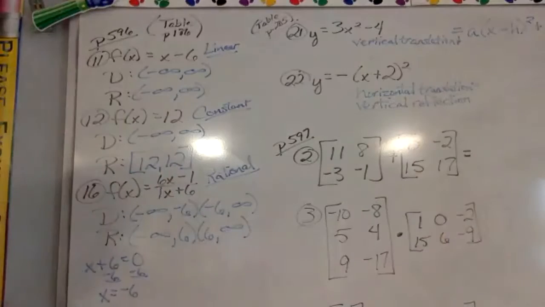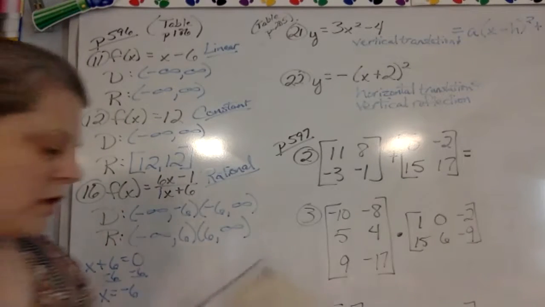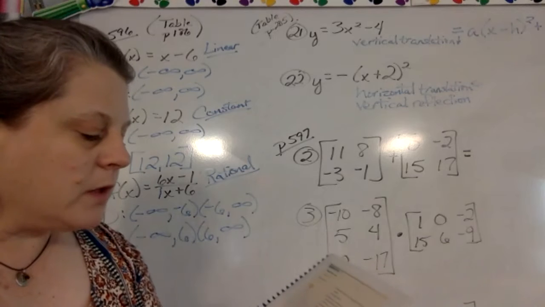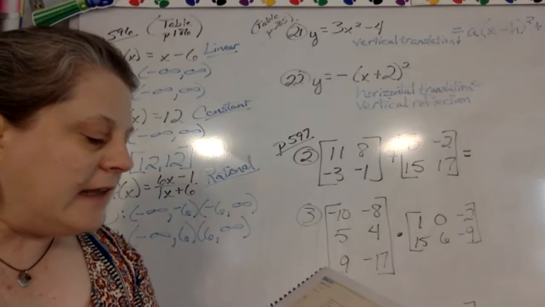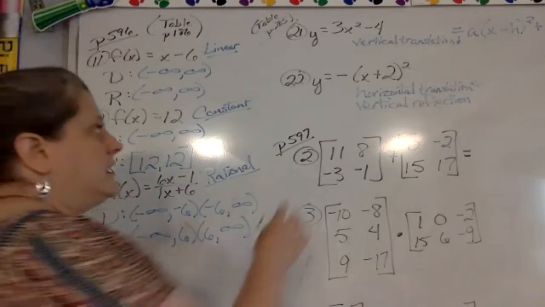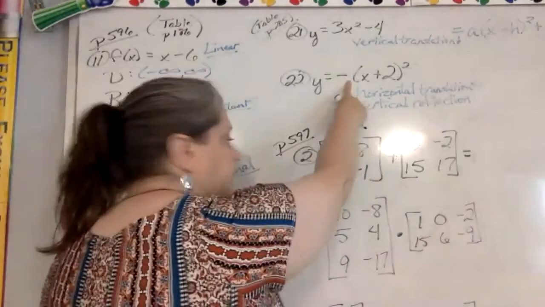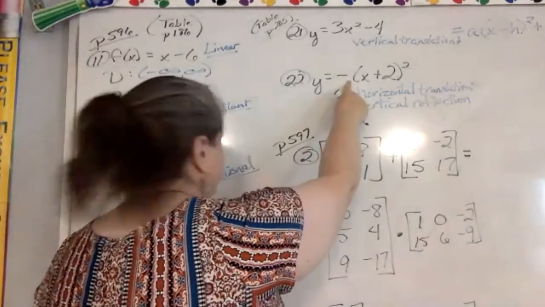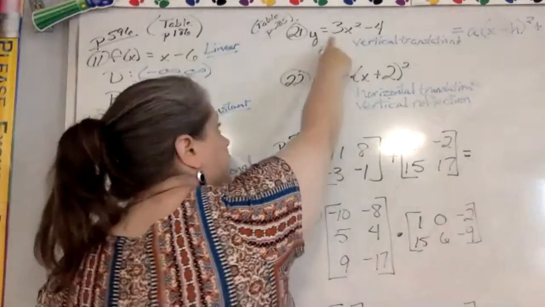Okay. Now, the next thing it has on there is a vertical stretch. The vertical stretch is when you have a number in front of x squared and that number's absolute value is greater than 1. So does this have a number in front of the x part? No. Does this one?